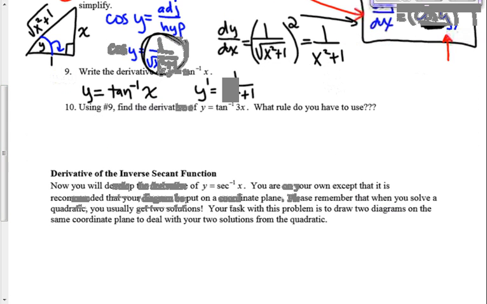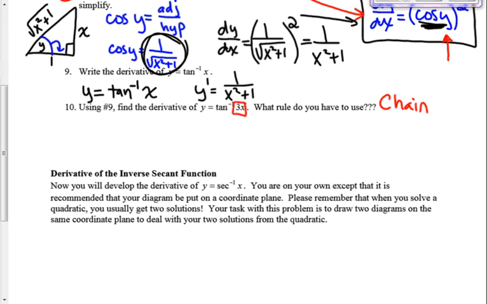Number 10 says, using this formula that we just found, let's find the derivative of y equals tangent inverse of 3x. We need to recognize we no longer have an x, we have a 3x. So wherever I saw an x, I need to replace it with 3x, and then I need to remember to use the chain rule, the inside-outside rule. So the chain rule is the rule that I have to use here.